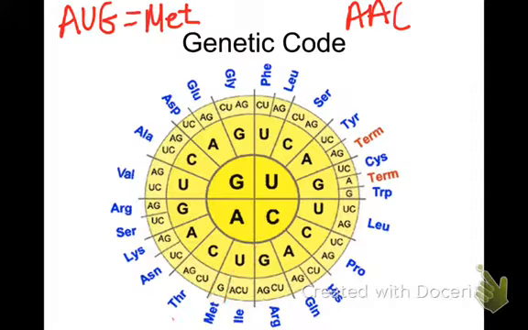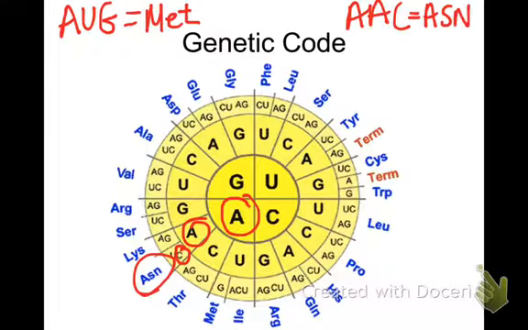Let's erase this so we can see. Start in the middle: A, C, ASN. So that's asparagine. Those are the amino acids that are coded for by those 2 codons. So we can use this chart to determine what the order of amino acids is. Then when we get the amino acid sequence, that will become the protein.